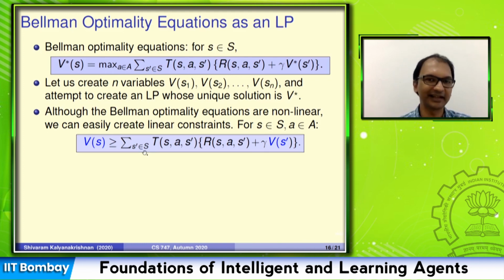So we can simply say that for each S, V of S has to be greater than or equal to the sum over S prime of T of S, A, S prime times R of S, A, S prime plus gamma times V of S prime, but for every action A. Here we were maximizing over A, so we are just going to replace that max by writing out every single action: V of S has to be greater than or equal to the corresponding right hand side.